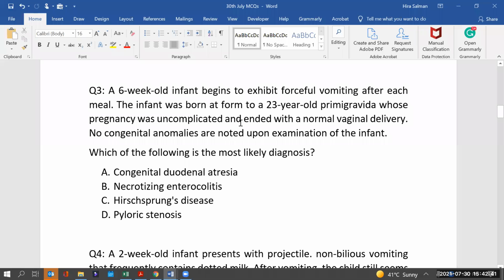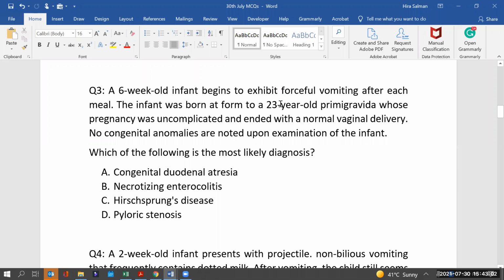The baby cannot only present with forceful vomiting; the baby has to be in a septicemic state in order to make a diagnosis of this one. Hirschsprung disease or pyloric stenosis. Hirschsprung disease we have already covered before. Of course, in order to make a diagnosis, we have to have clear-cut investigations and lab reports with us. Now, the only things left here are congenital duodenal atresia and pyloric stenosis.